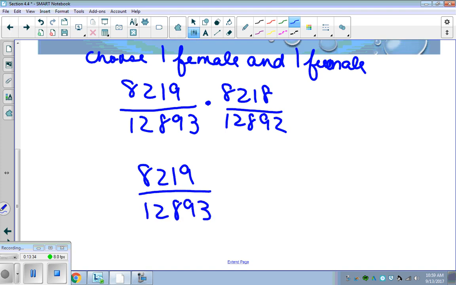How many am I choosing? 2. And if it said I was going to do a female and a female and a female and a female and a female 5 times, all I'd have to do is raise it to the 5th power. So it makes those calculations easier, and your difference between the two is going to be so minute, it's not going to matter.